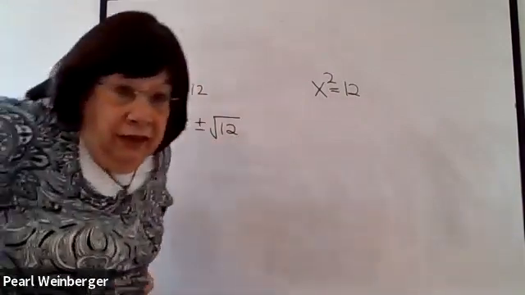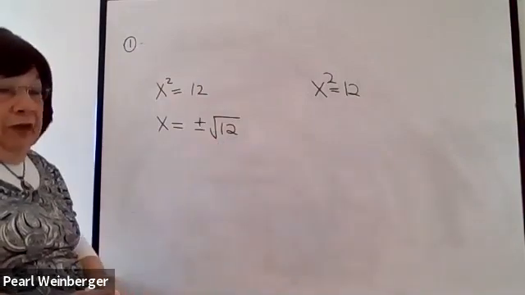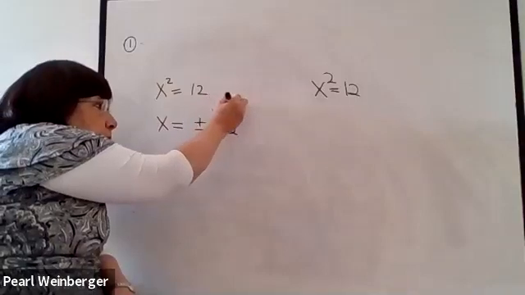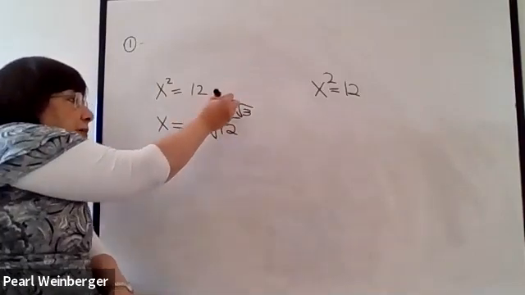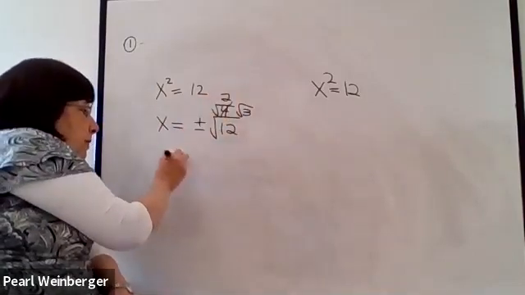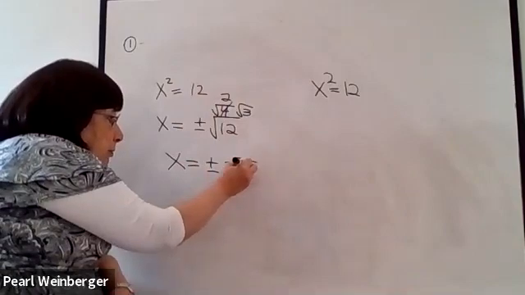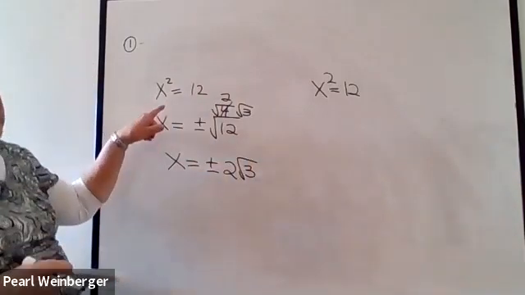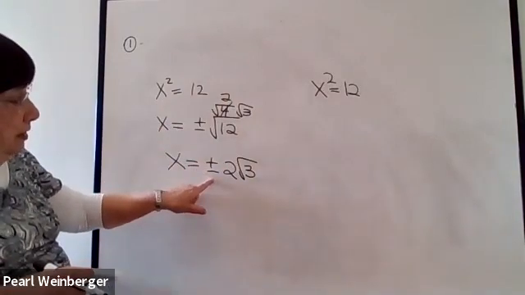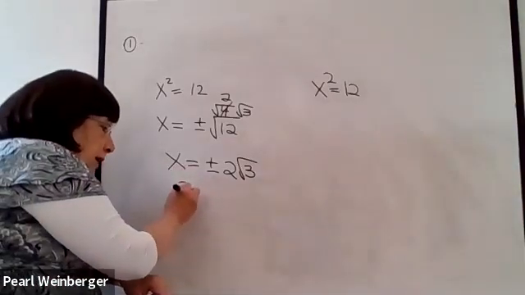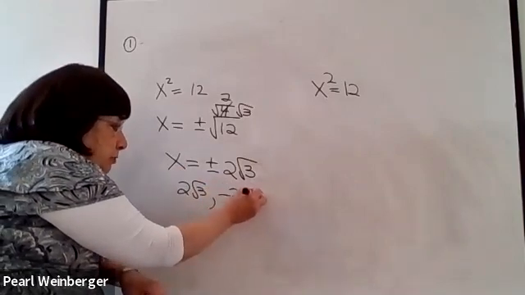Now, 12 does not happen to be a perfect square, but it can be simplified, because the square root of 12 can be broken up into the square root of 4 and the square root of 3. And the square root of 4 is 2. So my final answer comes out to be plus or minus 2 radical 3. Again, this is not one that could have been solved by factoring. You could also write it as two answers: 2 radical 3 as one answer, and negative 2 radical 3 as your other answer.